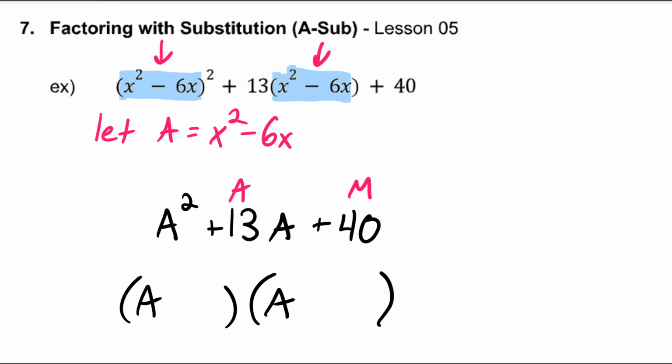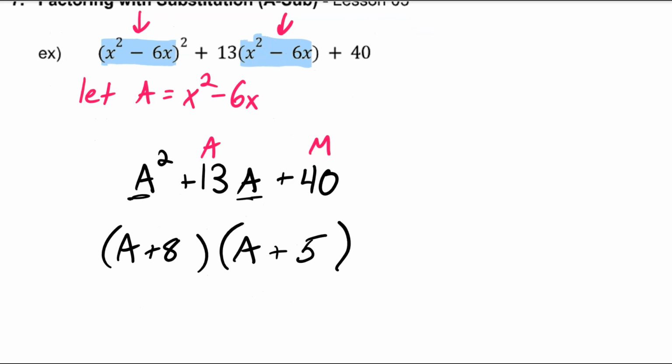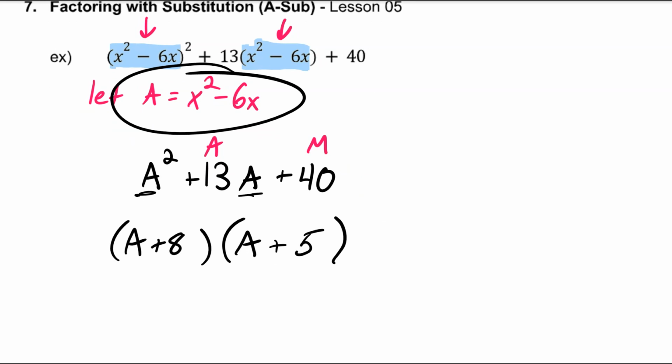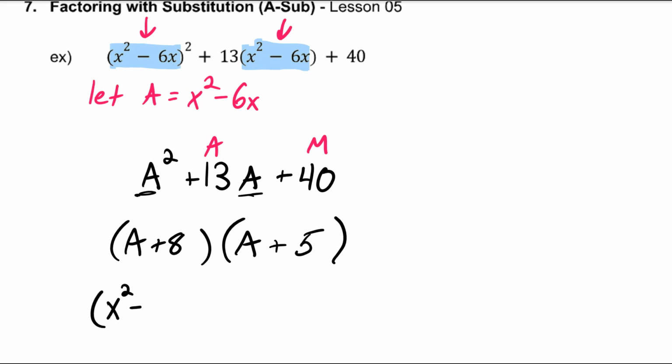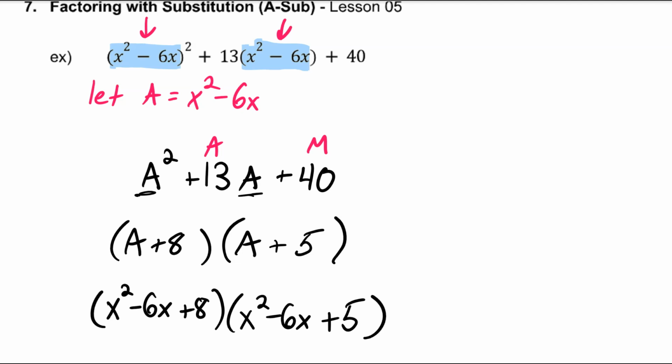I'm using an a here instead of x because that's the variable that I chose. You can pick any letter, really. And numbers that multiply to 40 but add to 13 would be 5 and 8. Now that we've factored by making the substitution, I'm going to plug that x squared minus 6x back in for each of those a's. So that first set of parentheses will become x squared minus 6x, then plus 8. And the second set is going to be x squared minus 6x plus 5.